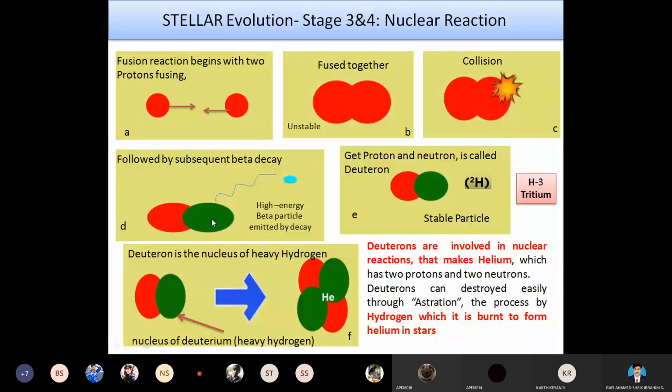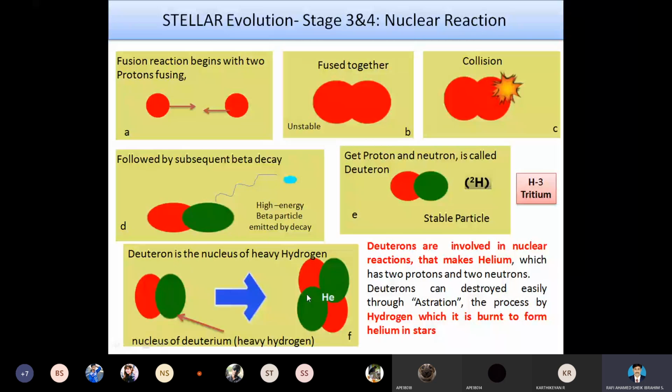Then the hydrogen nucleus will take place. The neutron, it's called a deuteron. Further, this heavy hydrogen collides in the nuclear reaction, which converts it into helium. So these are the stages. Hydrogen, and further in the nuclear reaction, it's converted into helium.